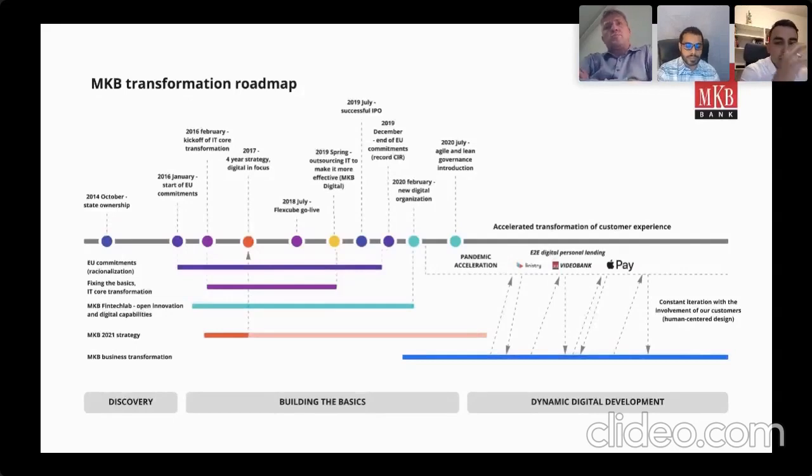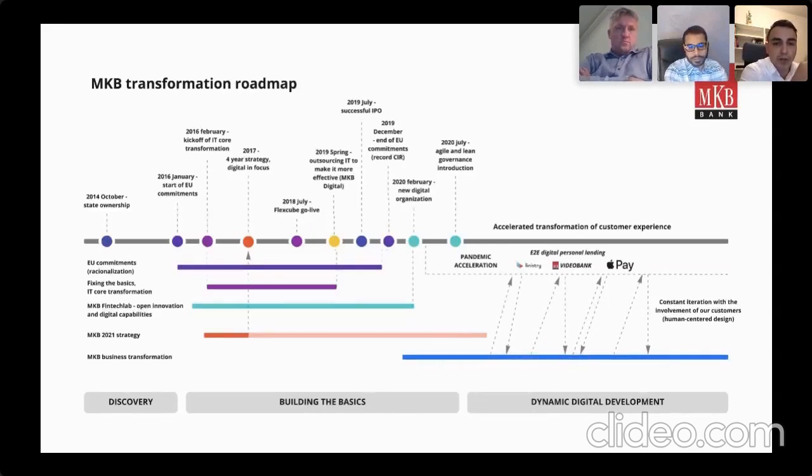The second pillar of our transformation was actually losing cost, I would say. So one of the big things MKB had to manage is some commitments that the state took on itself to the EU, which were about mostly cost efficiency. So MKB before 2015 was not a very cost-efficient organization, and we had a commitment to create a cost-efficient organization. We had to manage, most importantly, the cost-to-income ratio, and we took it down to close to 50%.